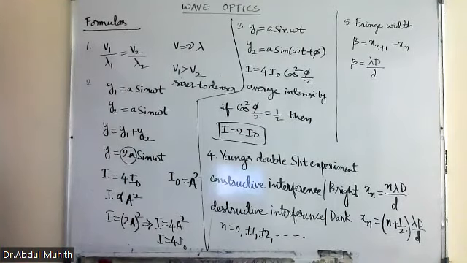So we have Young's double slit experiment, then the fringe width formula also, and the constructive distance. So we have the relation for x into capital D by small d. One second.